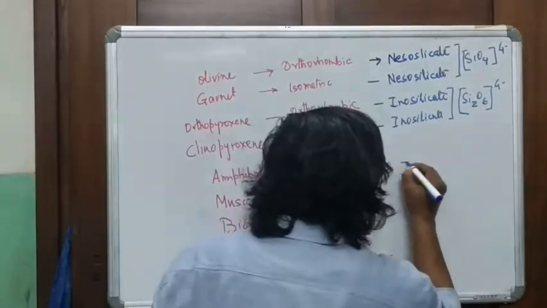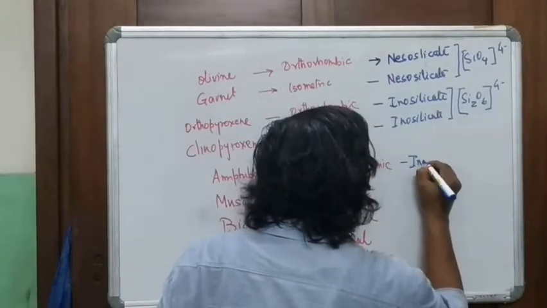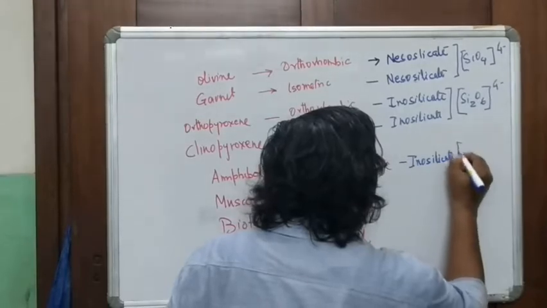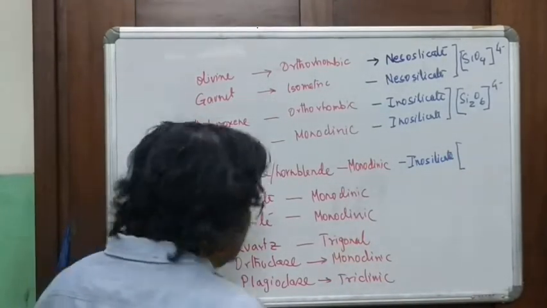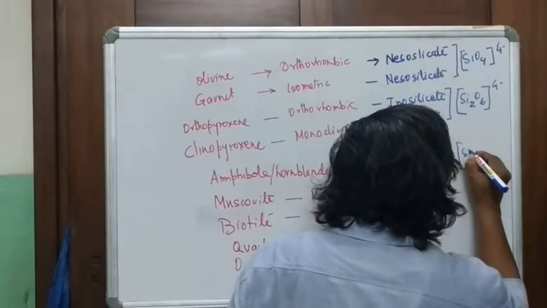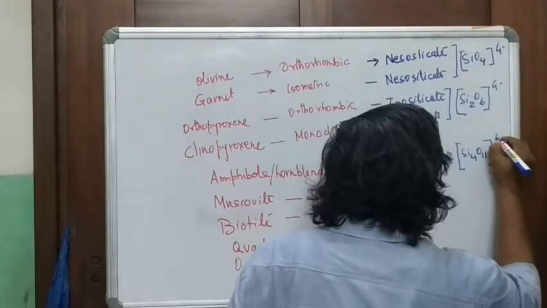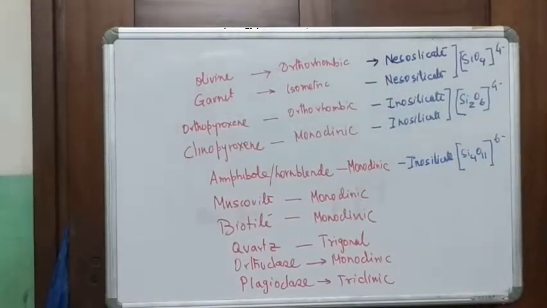Amphibole is much more complex. This is also an inosilicate. The formula for amphibole is Si4O11, 6 minus. That's how the amphibole looks.